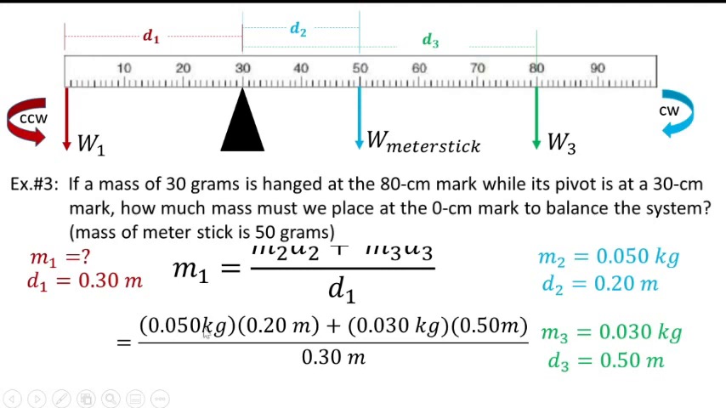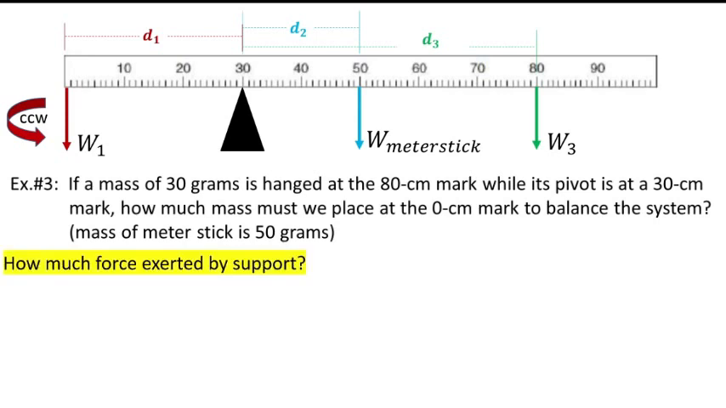These are the givens for the meter stick. This is the given for the added mass, and this is the lever arm of our unknown. And hence, M1 now is 0.083 kilogram. How much force is exerted now by the support? Since there are 3 weights now, we definitely assume that the force of the support is much higher compared to our example 1 and example 2.